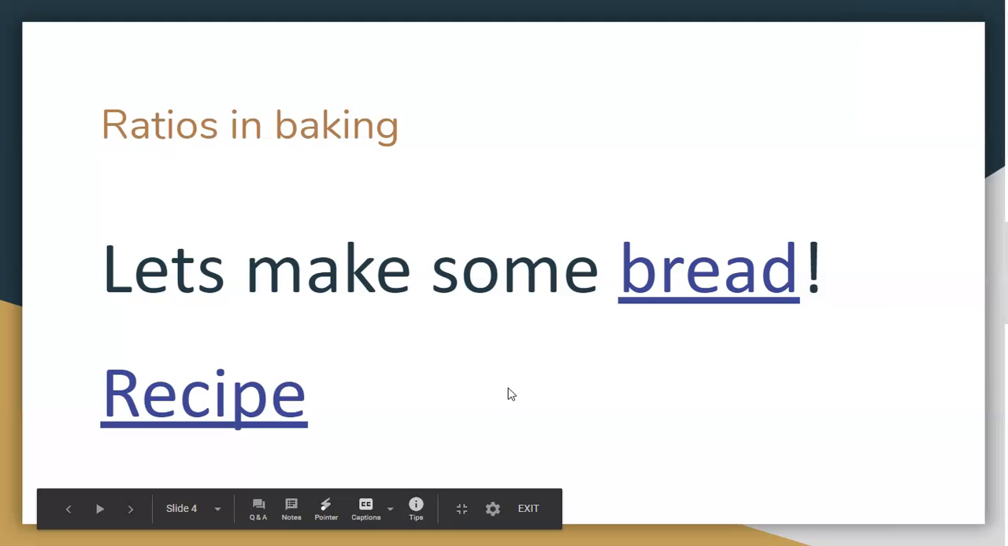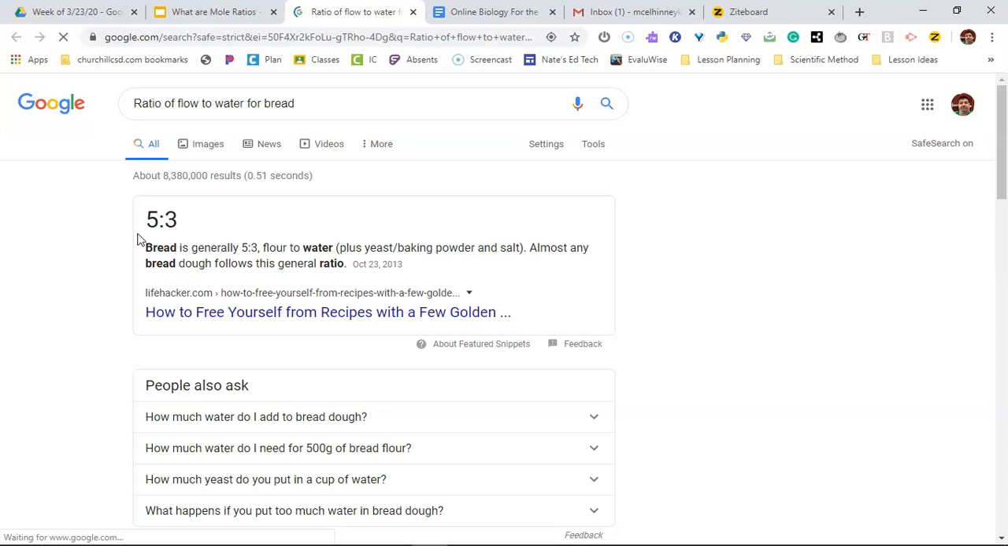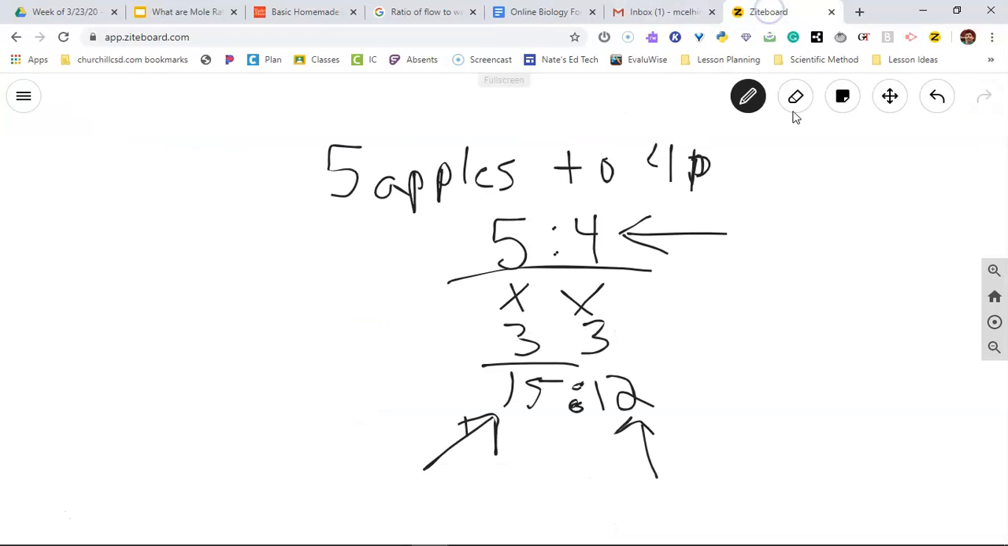So another way to look at it: if you're a baker, you learn that the ratio of flour to water in your bread recipes is about 5 to 3. Whatever it is, if it's tablespoons, it's 5 tablespoons flour to 3 tablespoons water. If it's cups, it's 5 cups of flour to 3 cups of water, or thereabout. And so if I end up using, say, 6 cups of flour, let's go back to our whiteboard here.